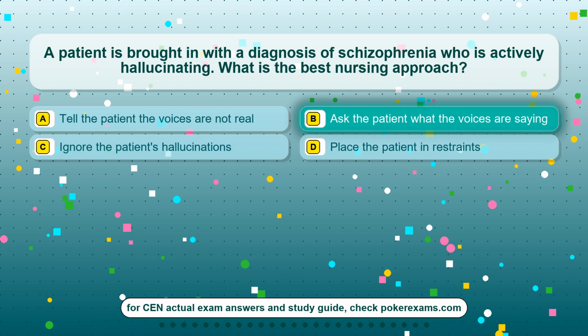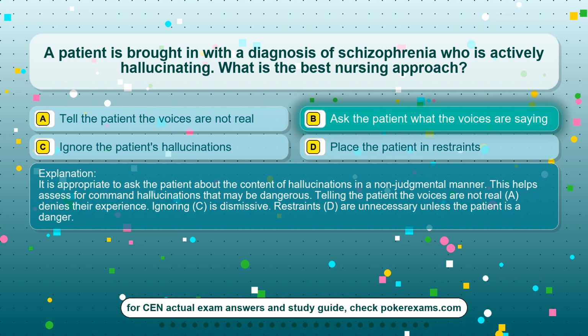The correct answer is option B, ask the patient what the voices are saying. It is appropriate to ask the patient about the content of hallucinations in a non-judgmental manner. This helps assess for command hallucinations that may be dangerous. Telling the patient the voices are not real, A, denies their experience. Ignoring, C, is dismissive. Restraints, D, are unnecessary unless the patient is a danger.